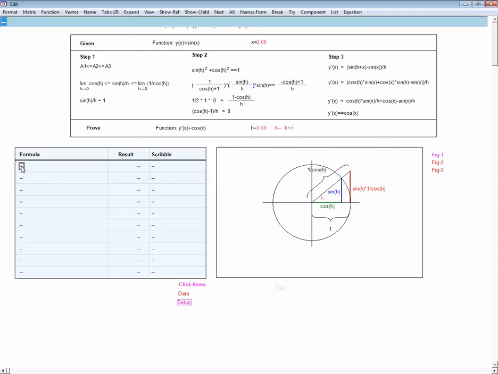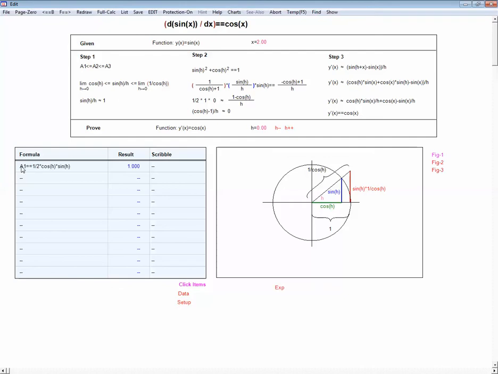And that area is given by A1 equals, it's a triangle, so it's 1/2 the base times the height. So that's 1/2 the cosine of h times the sine of h. All right, our next area that we're going to look at, A2, is slightly bigger. And it's the slice of the circle that is given by this line here, this arc. Think of it as slicing a piece of pie.